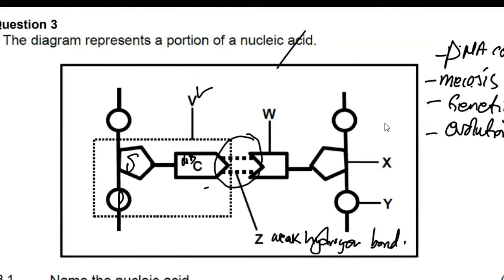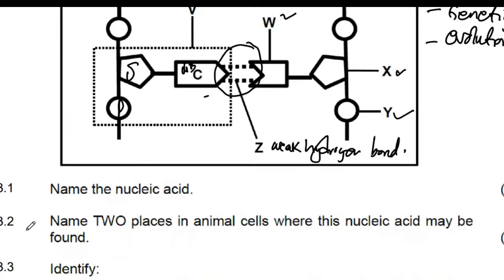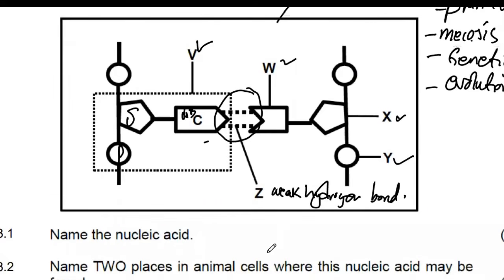And then this is a nitrogenous base. Nitrogenous base. And then also this is a sugar molecule, which in this case is deoxyribose sugar. And then Y is a phosphate group, as we saw here. So now, since you know that this is a structure and you know how to label it, now let's talk about naming the nucleic acid which is being represented.